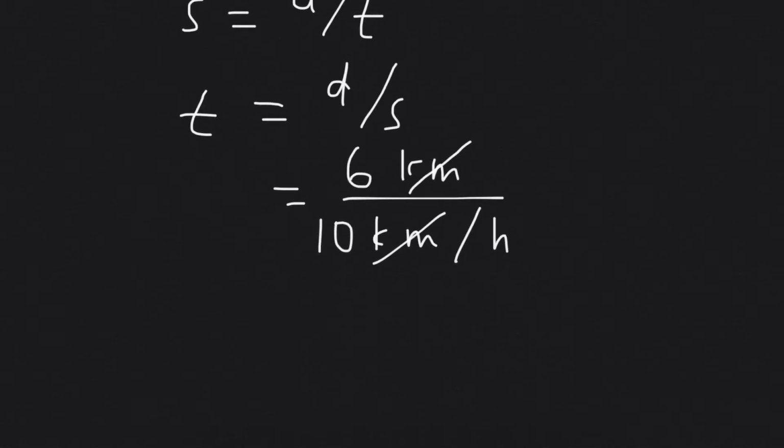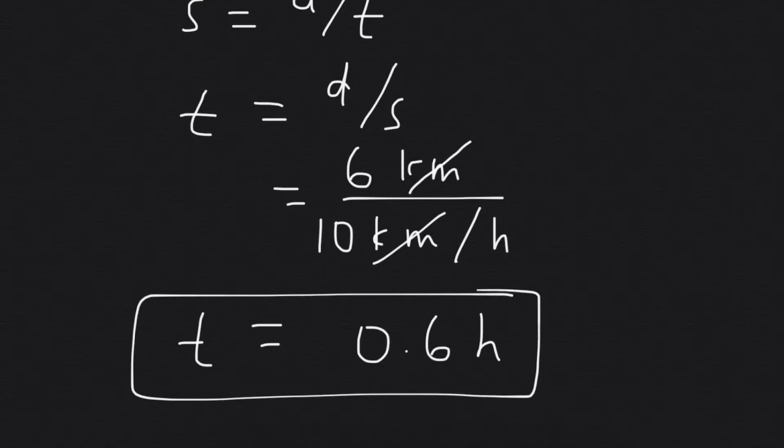And notice that these two cancel out. The hour goes to the top. So you have about 0.6 hours. That's the time it'll take for you to reach your friend's house.